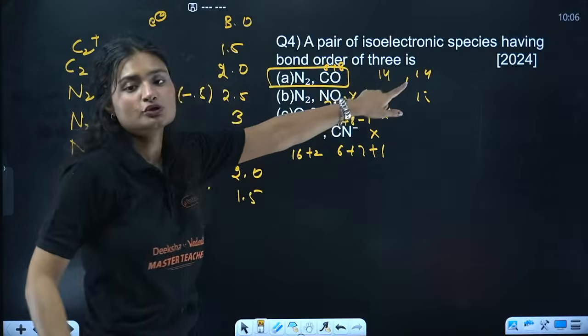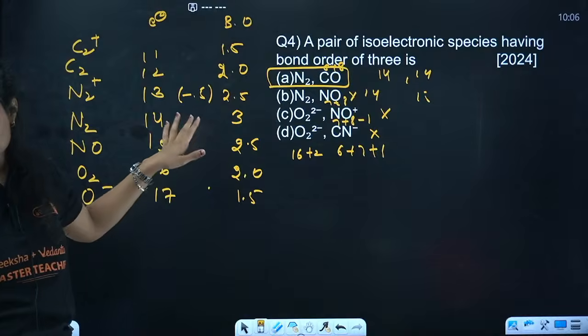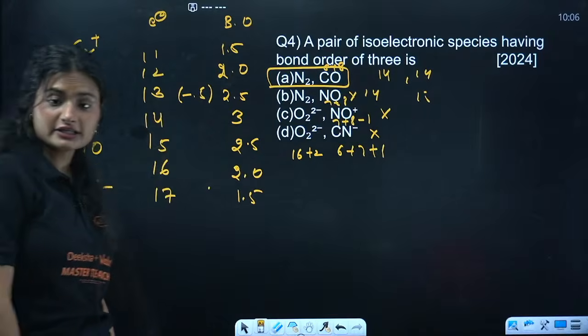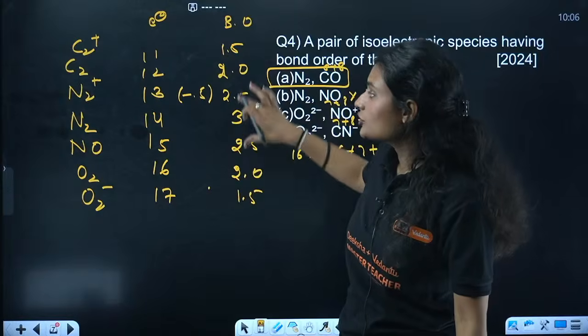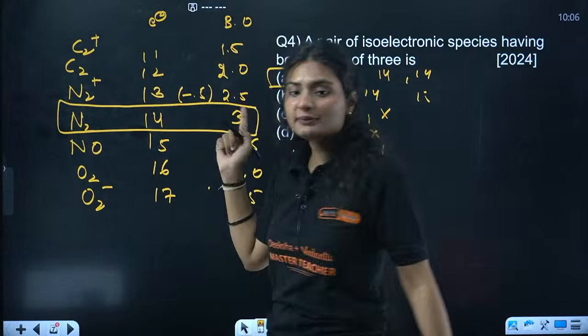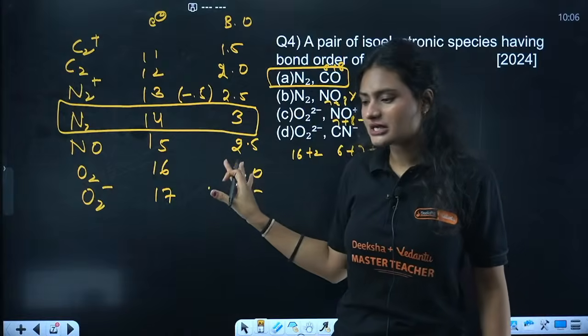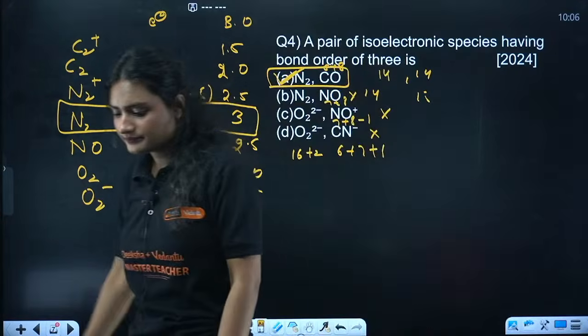Both have 14 electrons, and for 14 electrons the bond order is 3. So remember this: number of electrons and the bond order. Take this as your standard, because it will be needed in further questions. That's why I'm asking you. So the correct answer is option A.